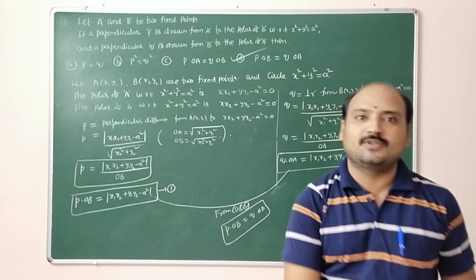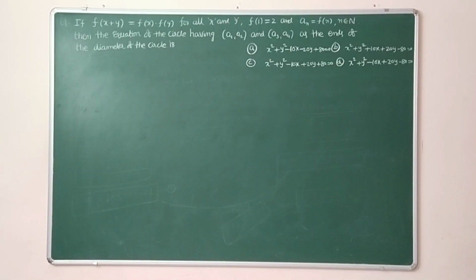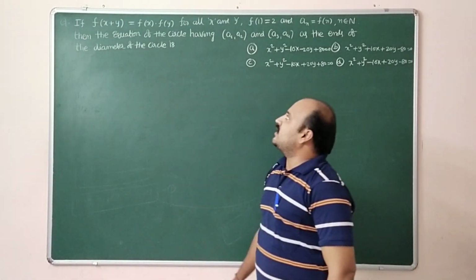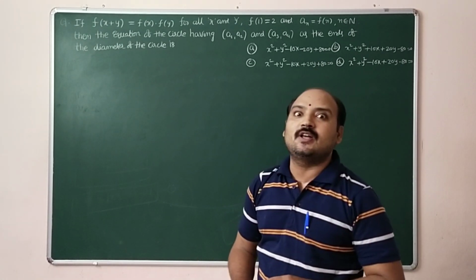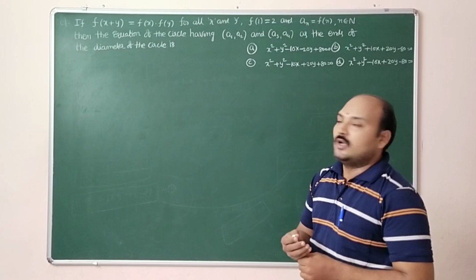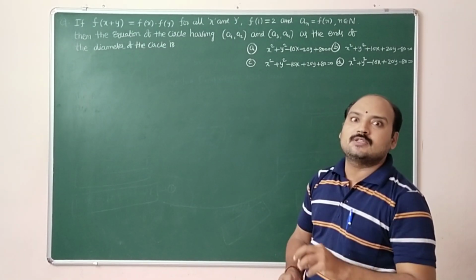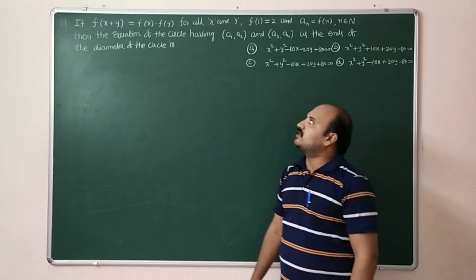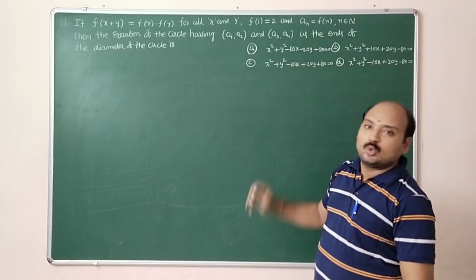We will move to the next question. The next question: f of x plus y equal to f of x into f of y. These types of questions they will ask in JEE Mains, because it is a conceptual question. From the given concept, we will be making it into the concept of circle. So f of x plus y equal to f of x into f of y for all x and y, f of 1 is equal to 2.